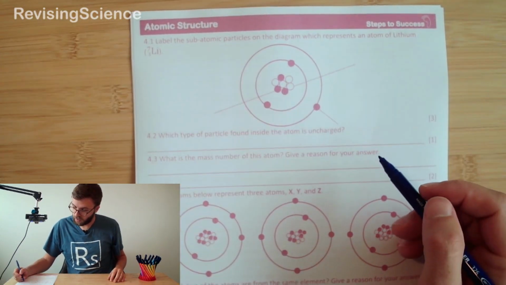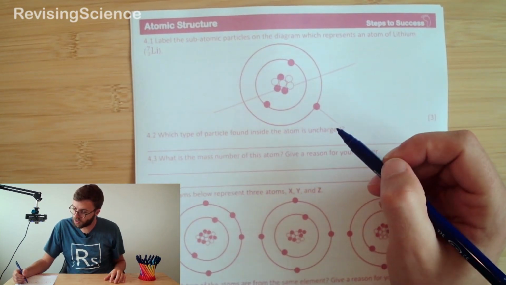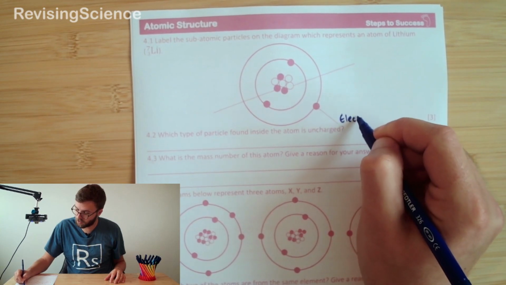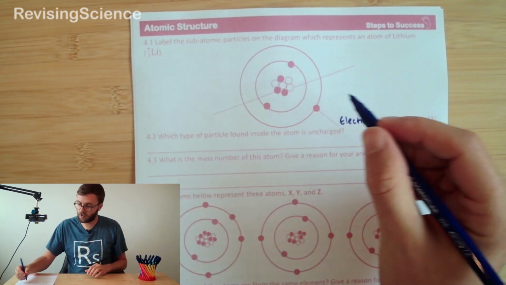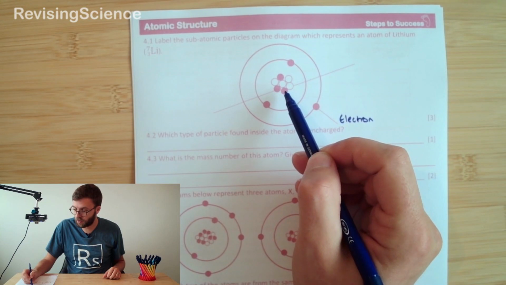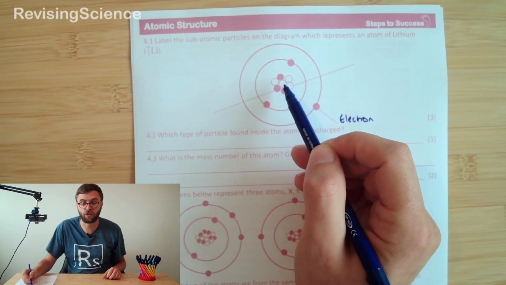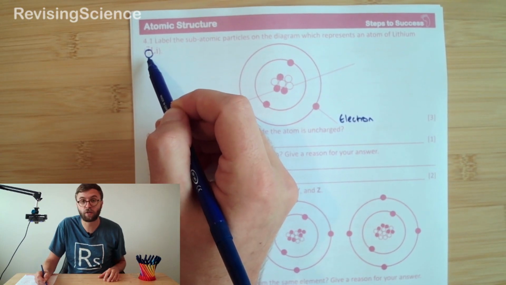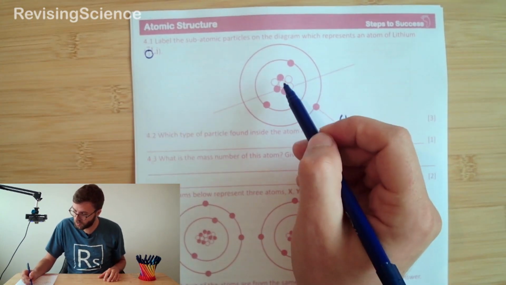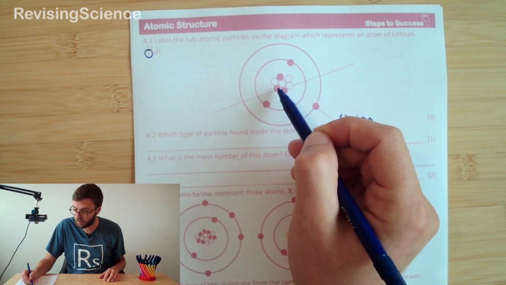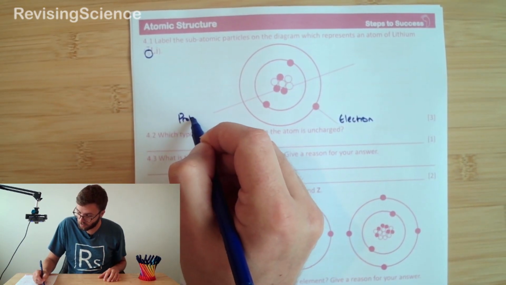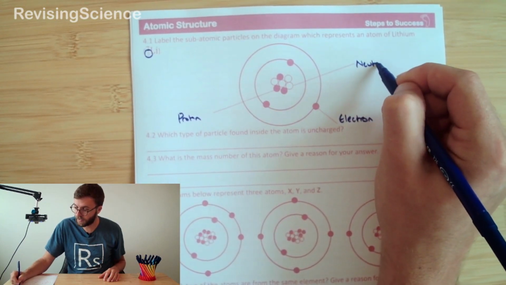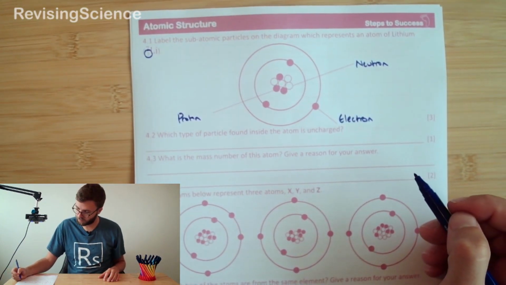Okay, moving on. Here we've got a label of the subatomic particles on the diagram, which represents an atom of lithium. So around the outside, we've got our electrons in the shells. When we come to the nucleus, we need to decide which is which. We know we've got the protons and the neutrons. Over here, we've got the atomic number, which is 3, which is the number of protons. You can see that the filled in pink circles here are 3 of them, so that's our protons. And then the 1, 2, 3, 4 remaining clear circles must be our neutrons.